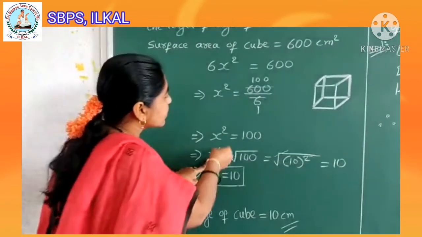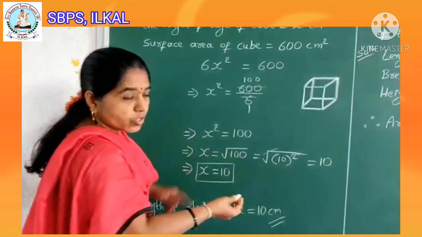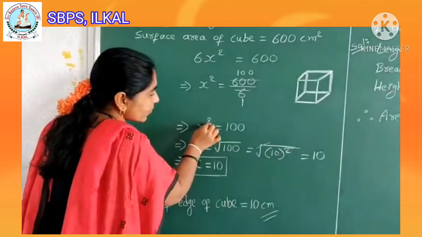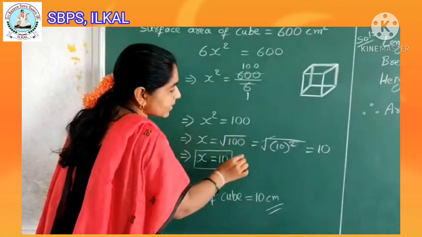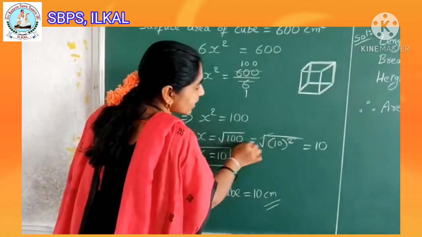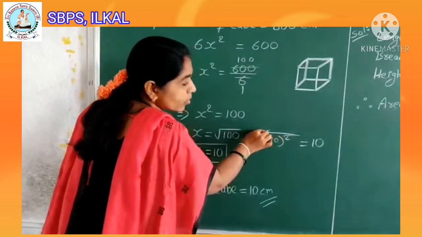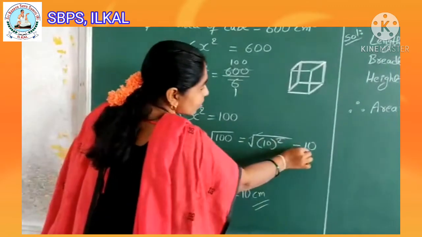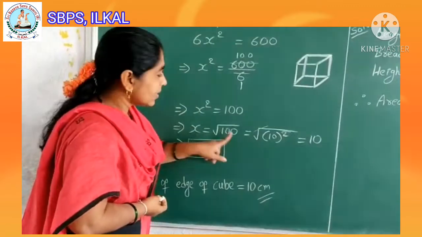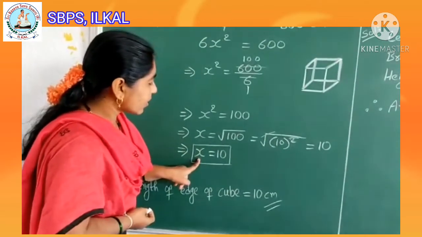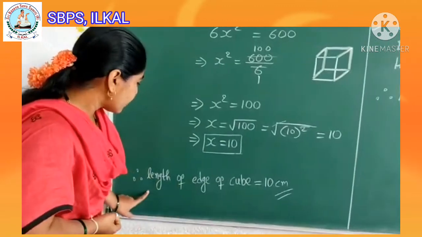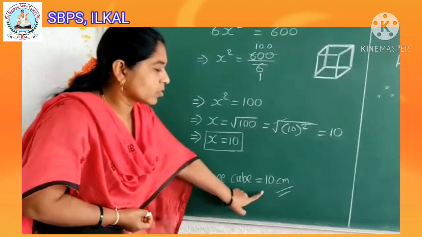x is equal to, this square you transpose, children. x is equal to, if you transpose square it will become root. Square root of 100, which is equal to, 100 can be written as 10 square. Square and root can be cancelled, which is equal to 10. Otherwise you already know that square root of 100 is 10, which is what we got, x is equal to 10. Therefore length of edge of cube is equal to 10 centimeter.